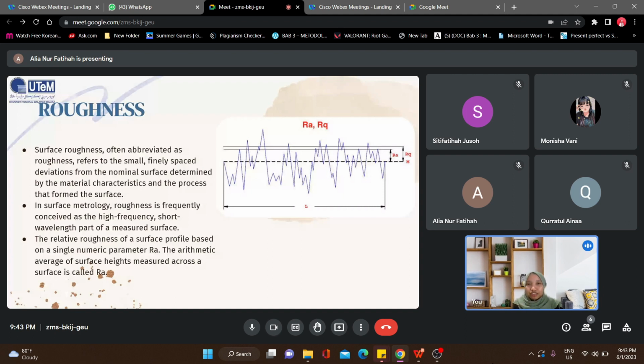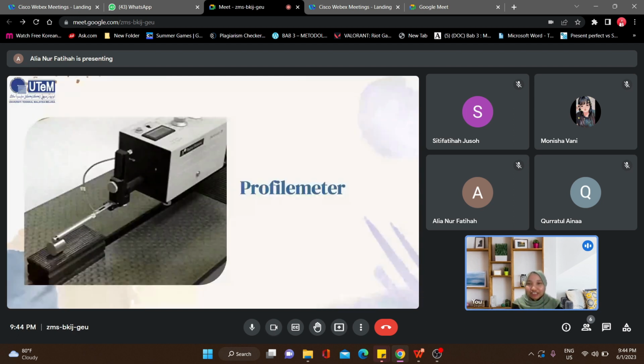From the picture you can see this is the RA and RQ. For the picture you can see this is the profile meter. This equipment can detect the surface roughness.